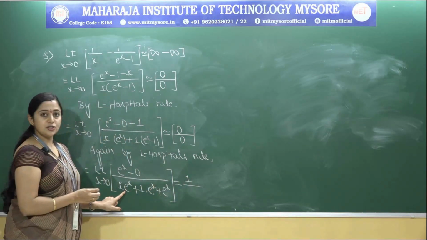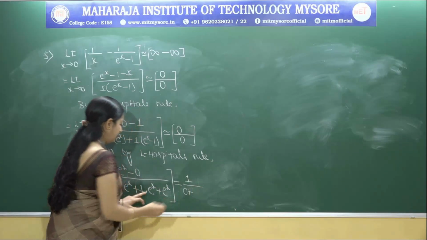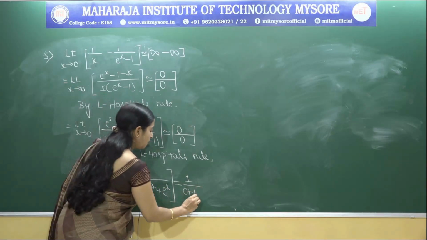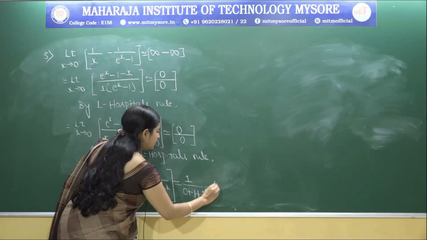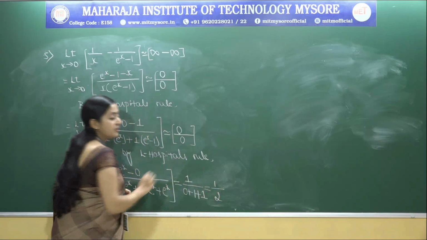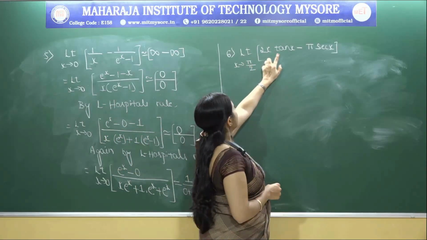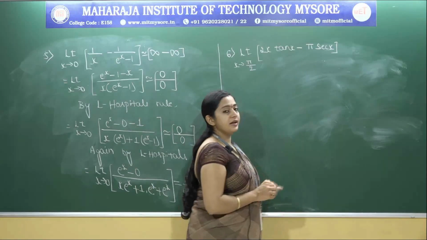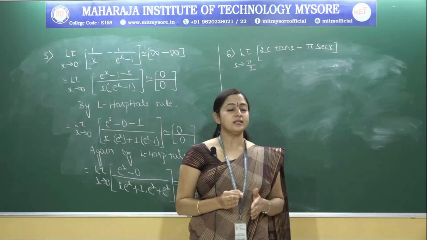Denominator, the first term is 0 since it is multiplication of x. Second term, e power 0, you have 1. Next again e power 0, you will get the 1. So the answer is 1 divided by 2. So the next problem, limit of 2x tan x minus pi secant x, limit as x tends to pi by 2. First you apply the limit.